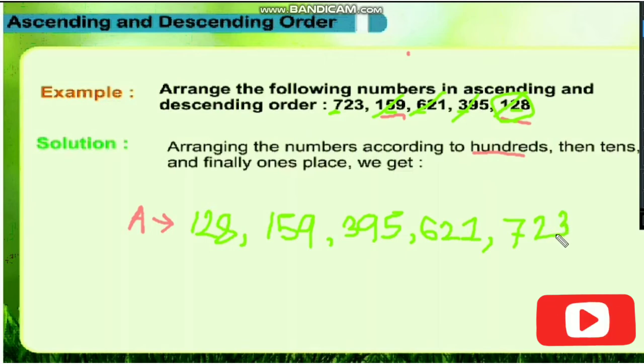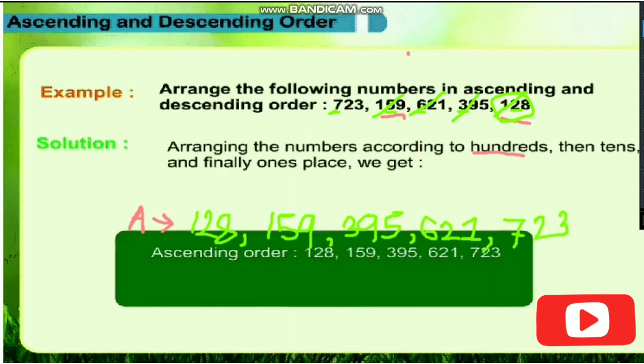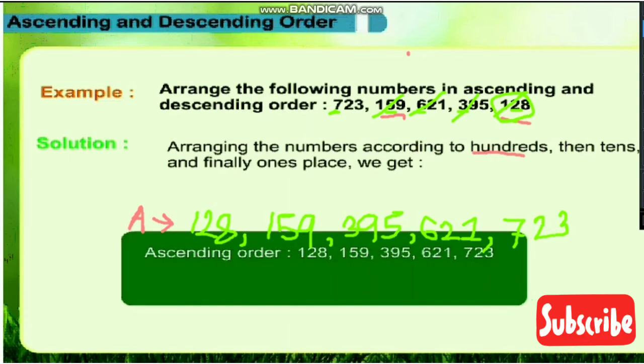Now see, our ascending order is ready. Now let's see, is it correct? The answer is given here. Now let's check our answer. First we have 128, then 159, 395 and 621, and at last 723. Now all the numbers are exactly at their places. So our answer is correct.